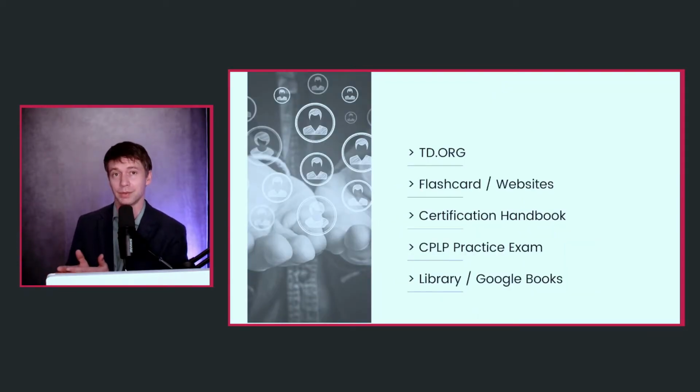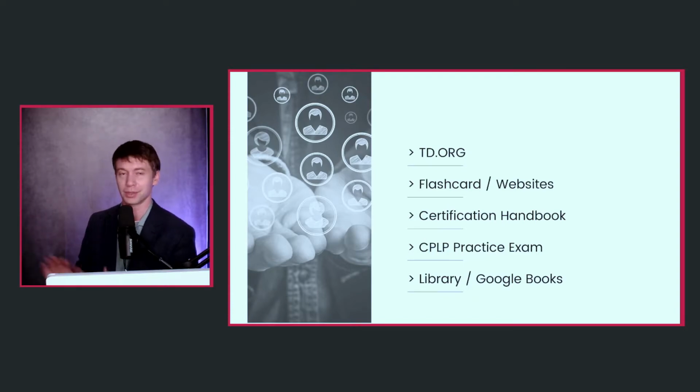The resources will be the td.org website, flashcards, and some websites that are out there, a certification handbook, the CPLP practice exam, which is available on the ATD website, and then finally a library. If you have a library that has books or can get books for you, that's going to provide you a lot of free resources, as well as Google Books or even Amazon's free previews. These are strategies you can use to get information without necessarily paying for it. What you're paying for it is in terms of your time. All right, so check this out.